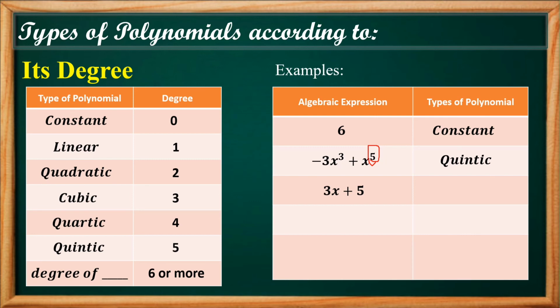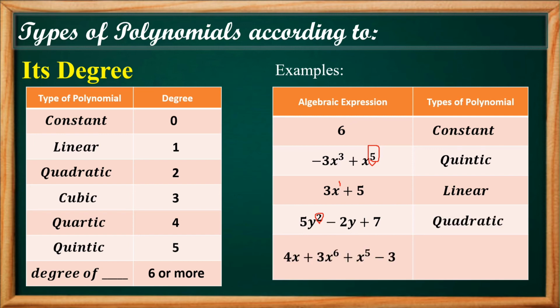Okay? Next, 3x plus 5. What is the highest degree? The highest degree is 1. Therefore, it is linear. Okay, yan siya. Next, 5y squared minus 2y plus 7. The degree of a polynomial is 2 kasi siya yung pinaka-highest degree. Then, it is quadratic. How about this one? 4x plus 3x raised to 6 plus x raised to 5 minus 3. The highest degree is 6. Then, it is a polynomial of degree 6.